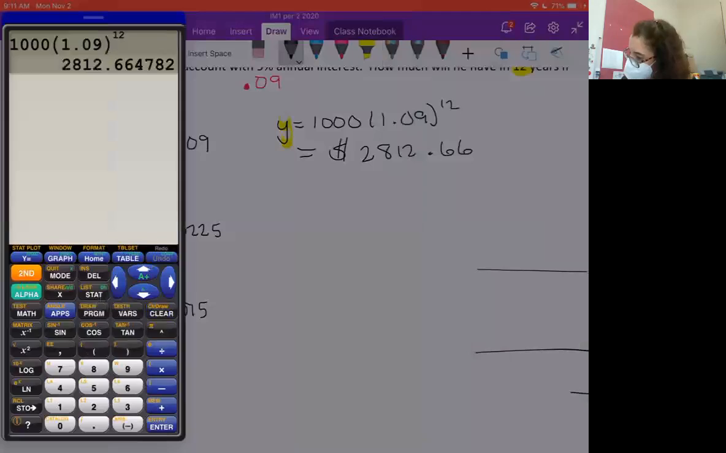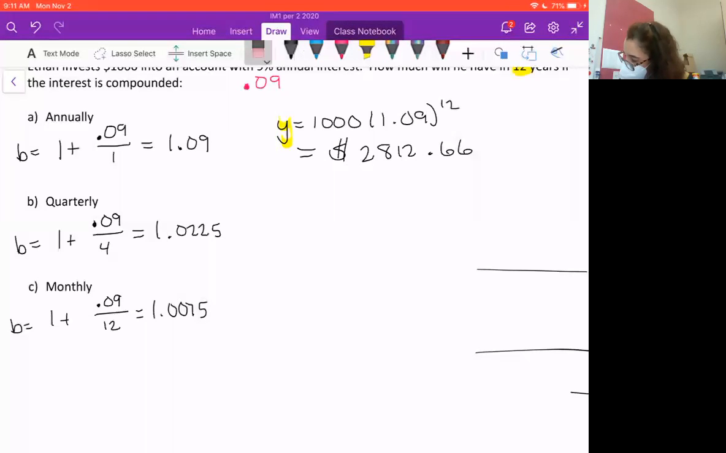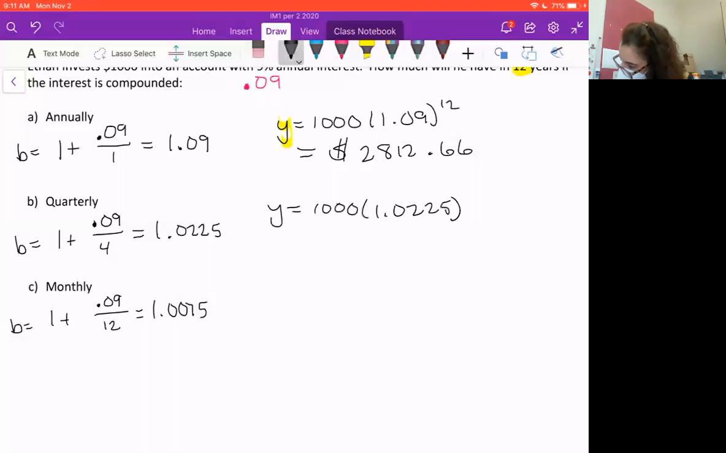Okay, so quarterly, we have our B value, and we know that we are going to be counting quarters. So Y equals, you start with $1,000. Your multiplier is 1.0225, but quarterly for 12 years. Quarterly means 4 times a year. So 12 years, 4 times a year means he's going to get his money compounded 48 times. So he's going to have the interest compounded and calculated 48 times.